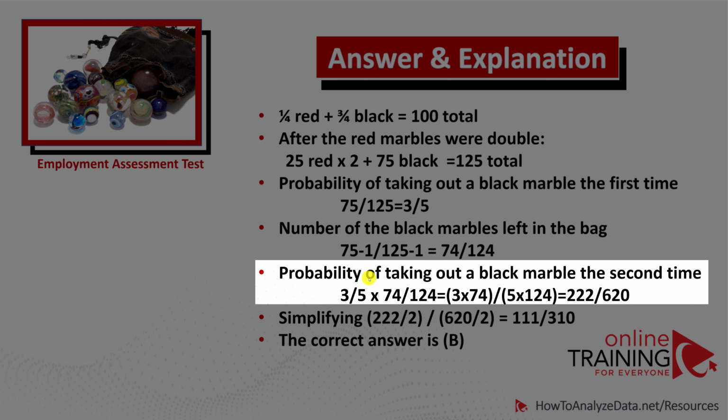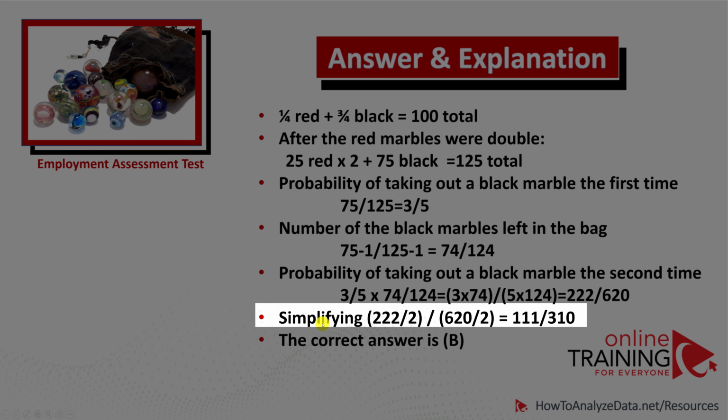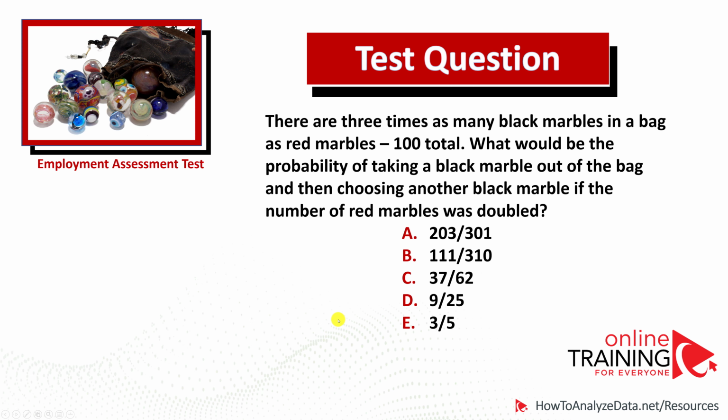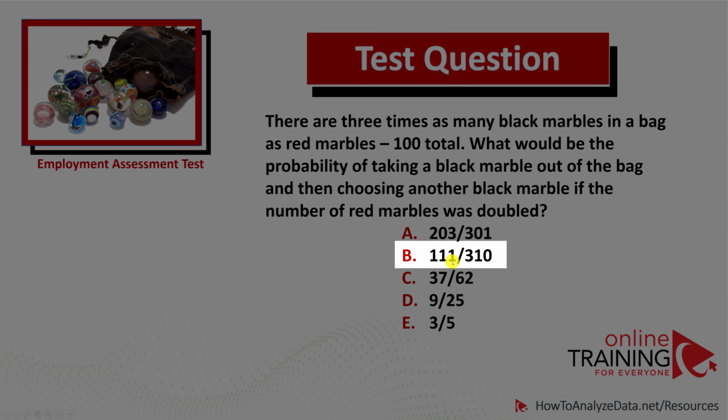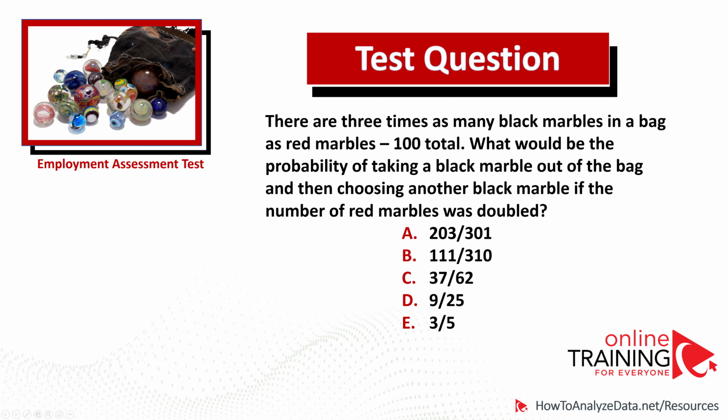To calculate the probability of taking out a black marble for the second time, we need to multiply the first probability of 3/5 by the probability of taking a black marble for the second time, which is equivalent to the fraction 74 divided by 124. After we complete the initial calculations, we get the value of 222/620. After simplifying this value, we get the final probability of 111/310. So the correct choice here is choice B, 111/310. Hopefully you've nailed this question.